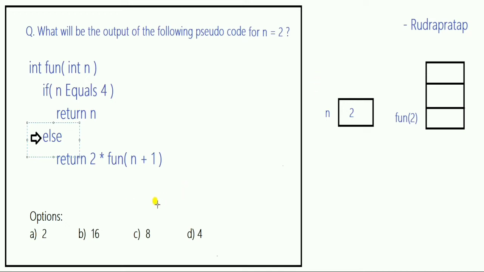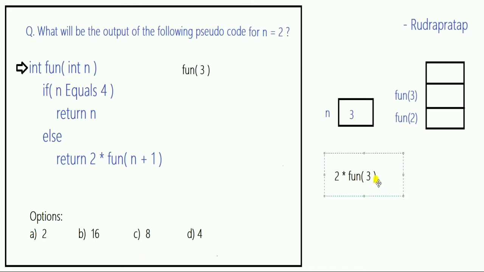In the else part we have written 2 into fun of n plus 1. So we got 2 into fun of 3. So this function fun is again recursively called, but now the value of n is 3. So int fun of 3. It will again check the if condition and here I have written 2 into fun of 3, also represented on the stack representation.